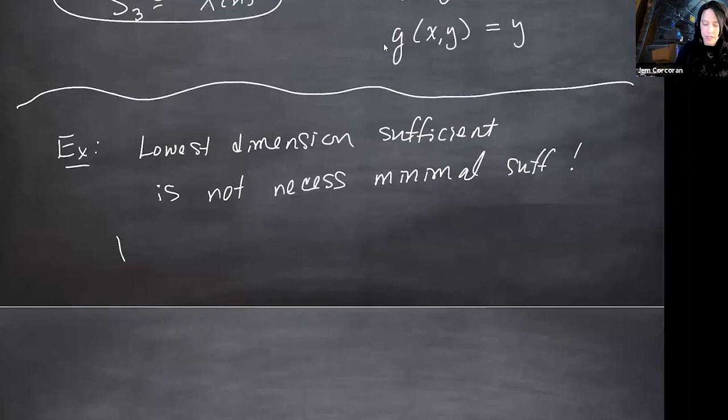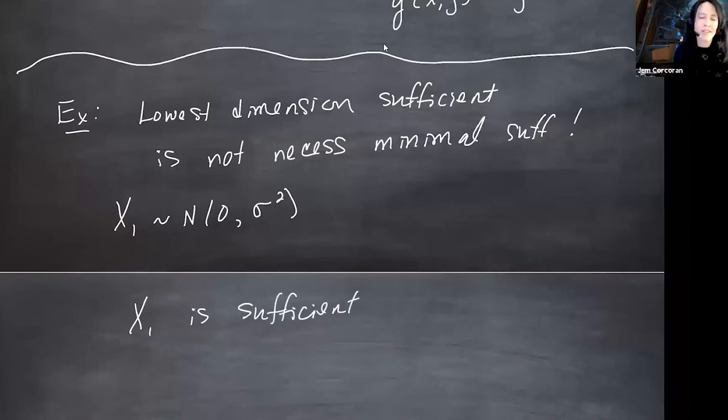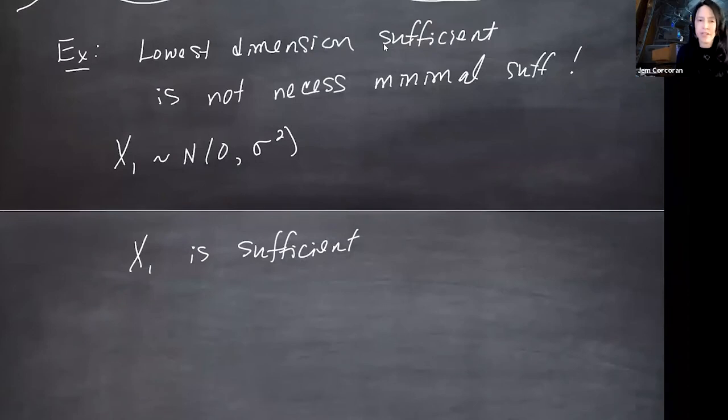So if you take just a sample of size 1 from the normal distribution with mean 0 and variance sigma squared, x1 is sufficient. It's the entire vector of data. You can certainly factor the joint PDF for that one into some x only and x mixed with parameters, and you could get it by the factorization criterion.